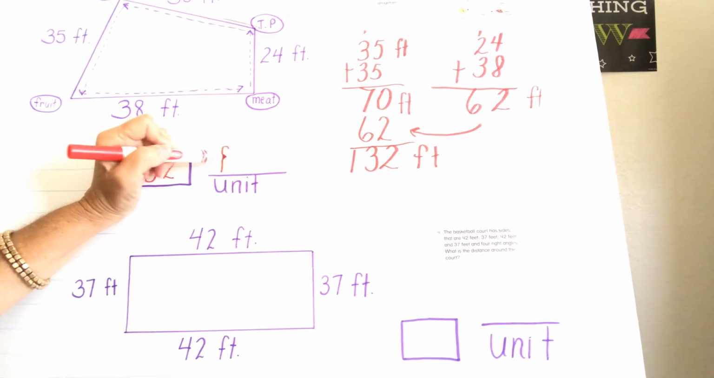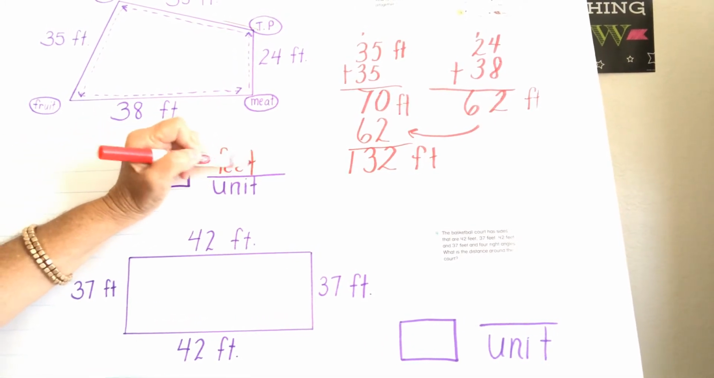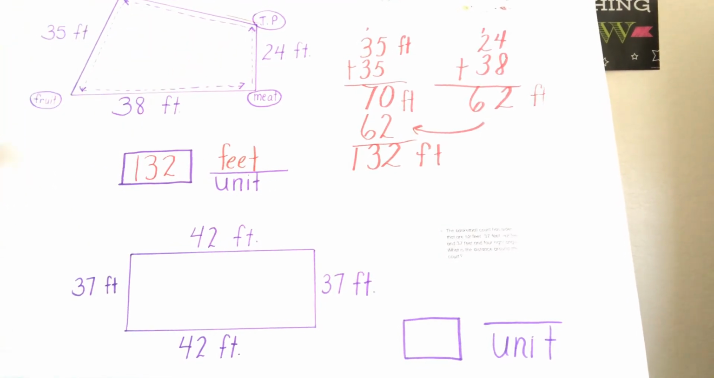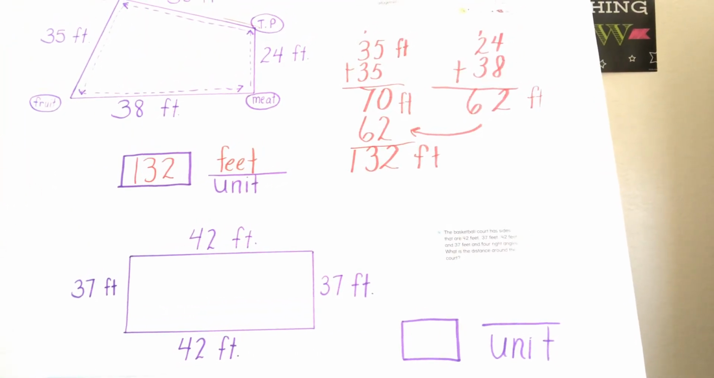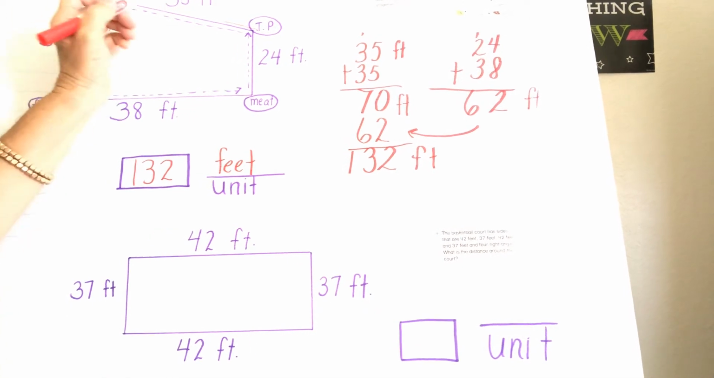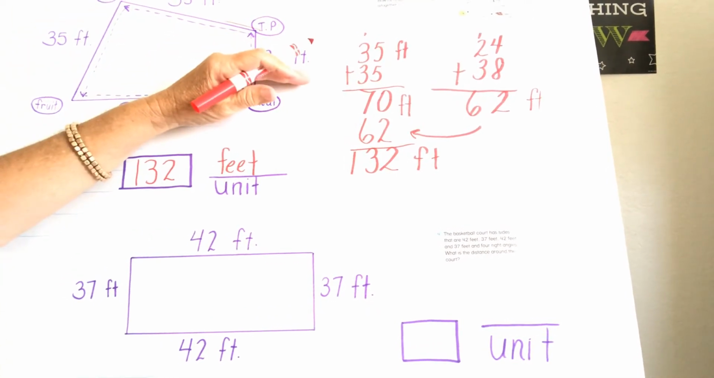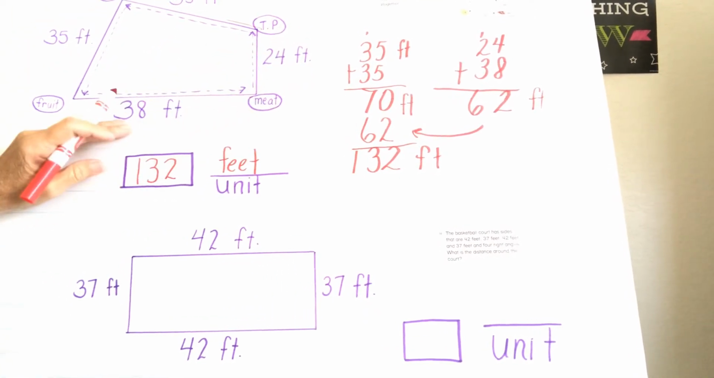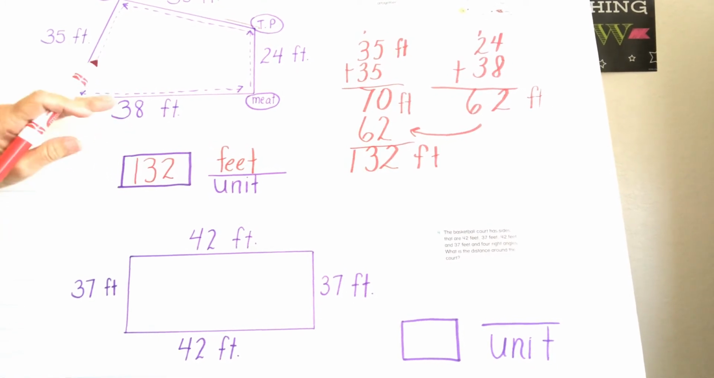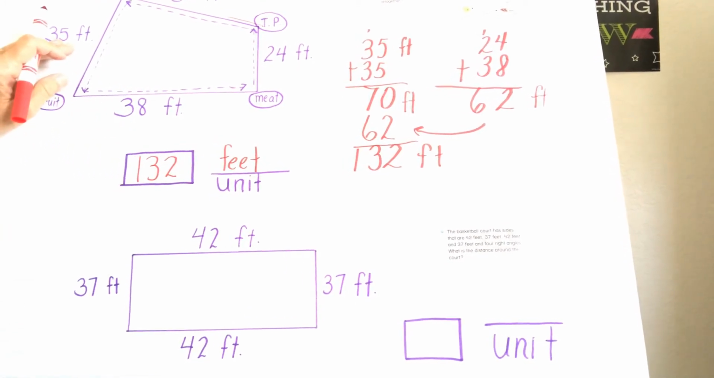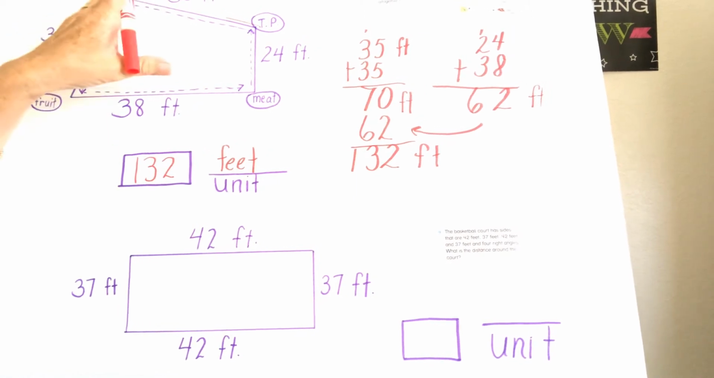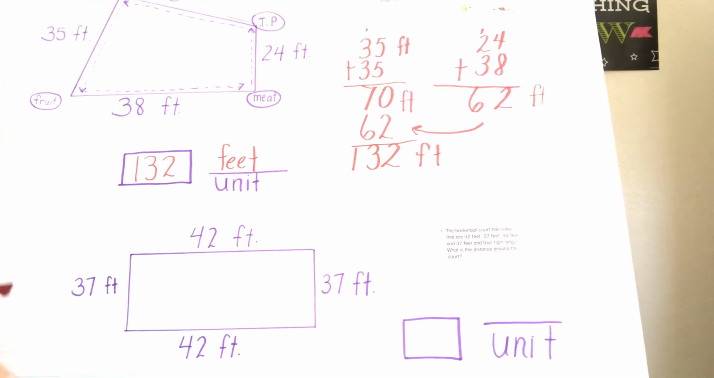132 feet. Now, when you are adding these numbers, boys and girls, it doesn't matter what order you add them in. You could add 35 and 24, get an answer. Add that answer to 38, get an answer. Add that answer to 35, get an answer. But you've got to do a couple sections at a time.